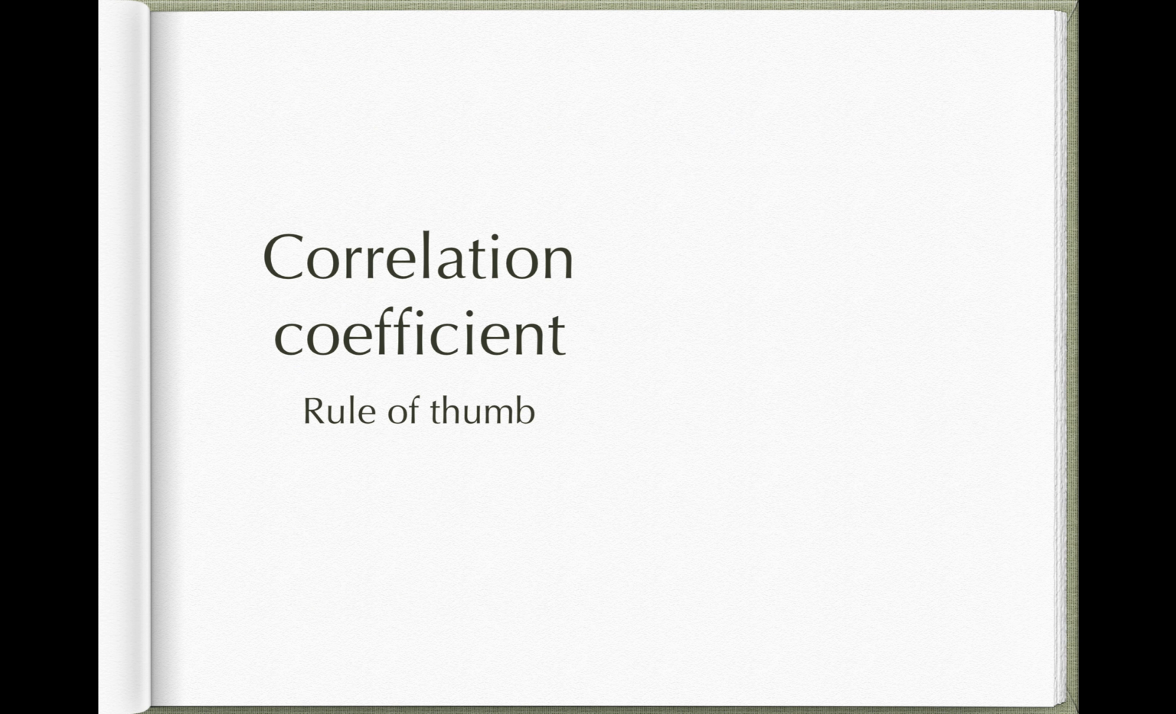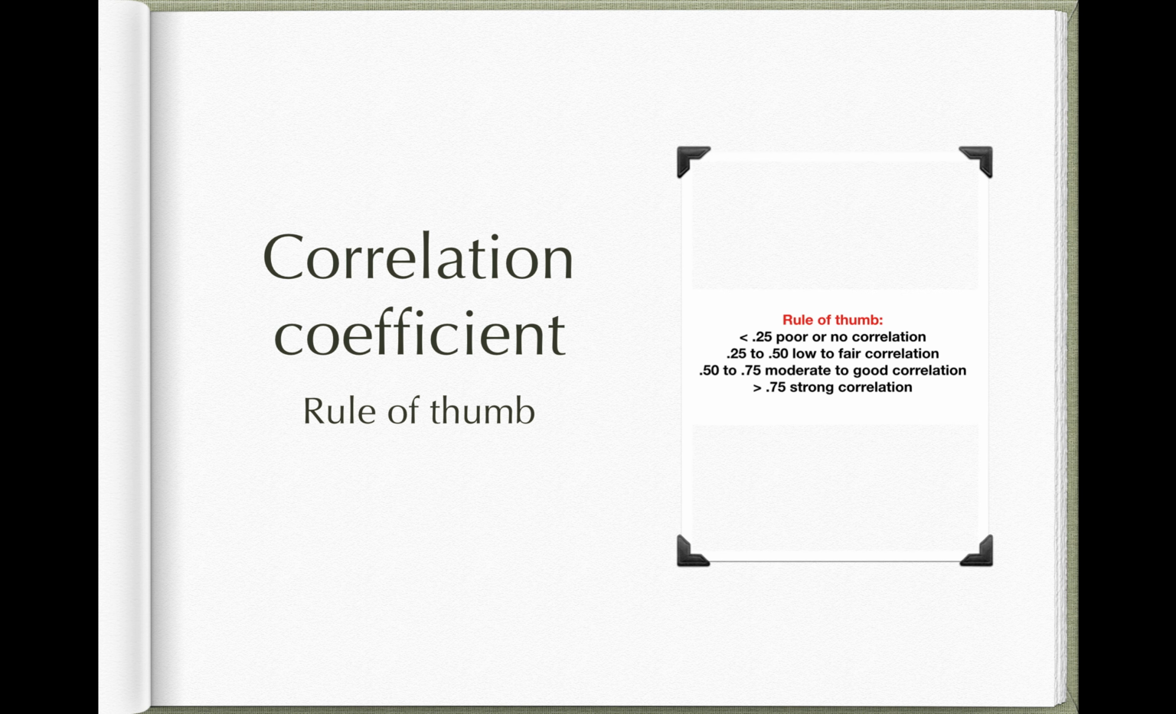There's a rule of thumb for the correlation coefficient, and you can see it over here. When you have a correlation coefficient of less than 0.25, it means that there's a poor or no correlation at all. When the correlation coefficient goes from 0.25 to 0.50, it means you have a low to fair correlation. When the correlation coefficient goes from 0.5 to 0.75, it means that you have a moderate to good correlation. And when the correlation coefficient is above 0.75, it means that you have a strong correlation between the variables.